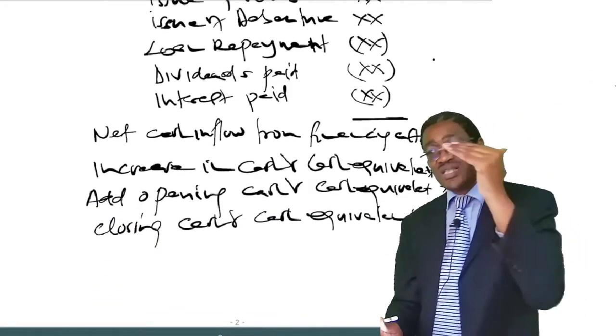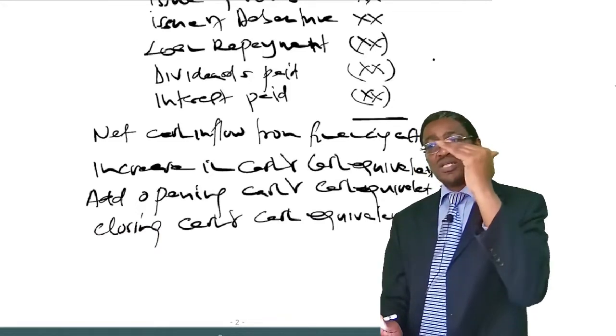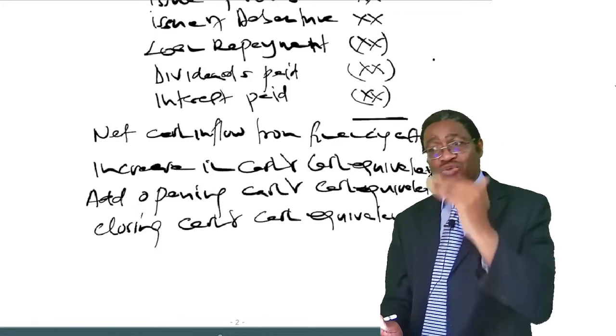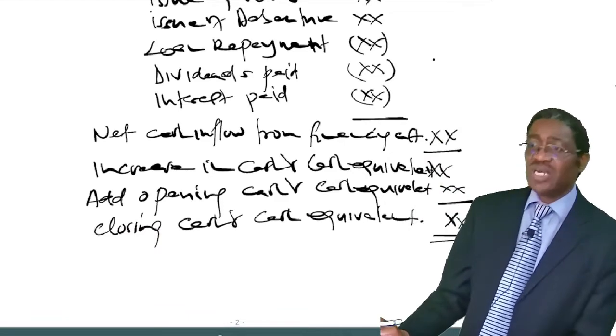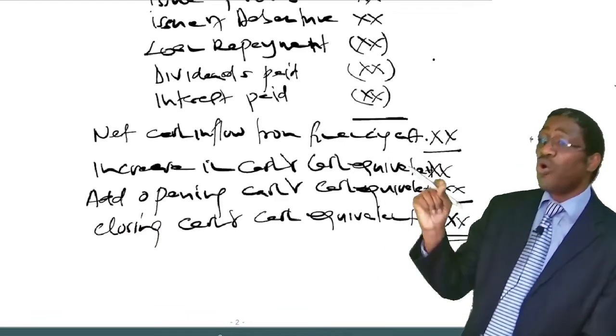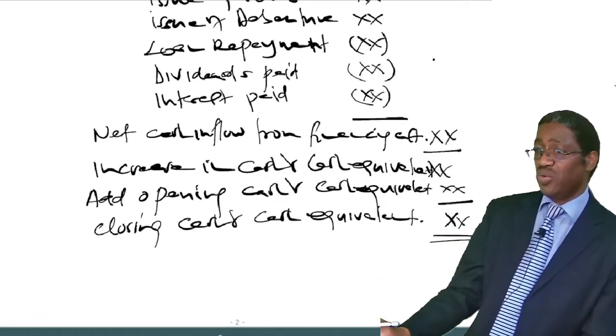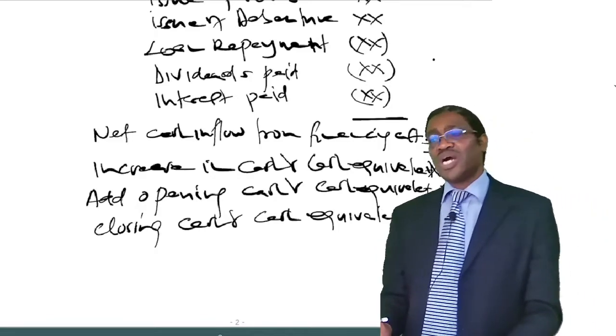Then you add the three totals of the operating, the financing, and the investing. The answer you get becomes either an increase or a decrease in cash and cash equivalent. Then you add the opening cash and cash equivalent. So I think I've reminded you how you used to prepare a cash flow for an individual company.